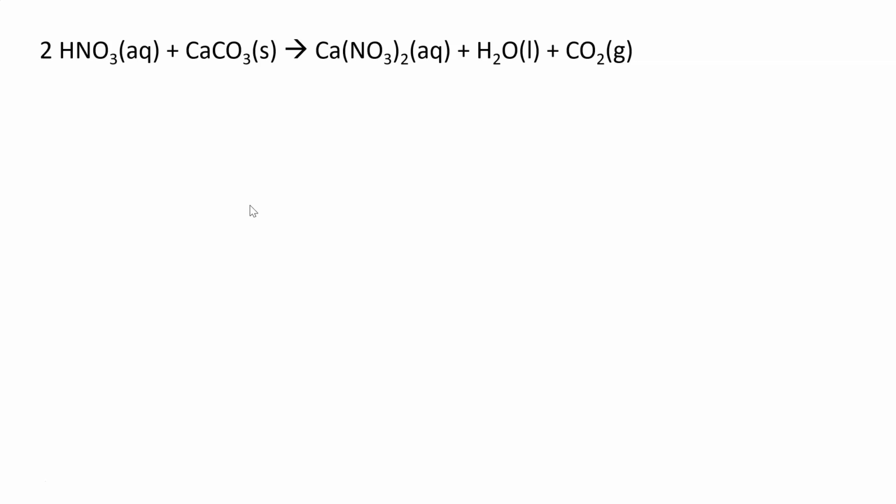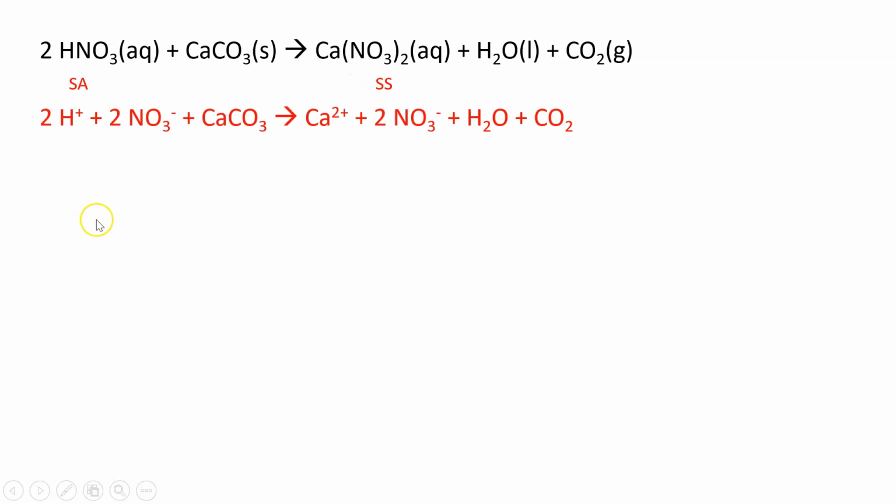2HNO3 plus CaCO3. Well, let's look at it. This is one of the aqueous solutions. HNO3 is a strong acid, so that would dissociate. Ca(NO3)2, well, that's going to be a soluble salt, so it would also dissociate. Everything else is solid, liquid, or gas, so we're not going to worry about breaking those apart. So we're going to get 2 H pluses, 2 nitrate ions. This will stay intact. This will break up into 1 calcium 2 plus ion and 2 nitrate ions. So that's what we end up with.